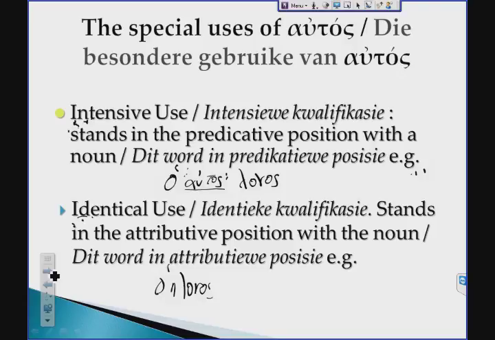The intensive, the man himself, God himself, then autos will stand in a predicative position. And you must remember what we mean by a predicative position. It's outside the article and the noun, okay? Without its own article. In the attributive, it must be between the article and the noun. If it's outside, then it must have its own article. Or both of them do not have articles. That's what we mean by the identical or the attributive position.